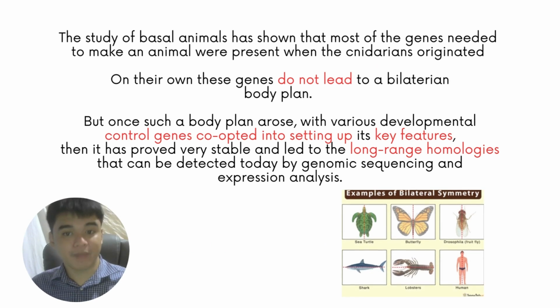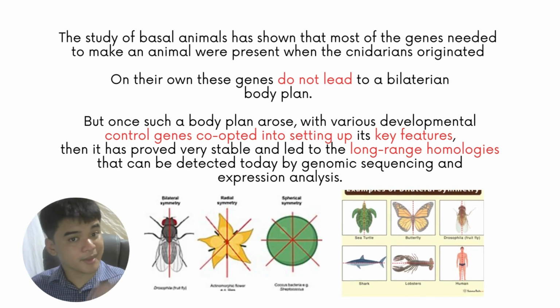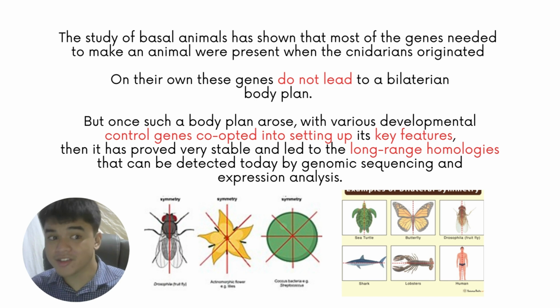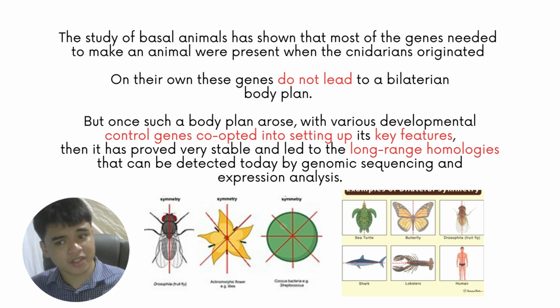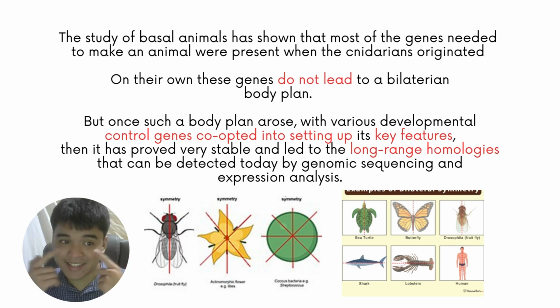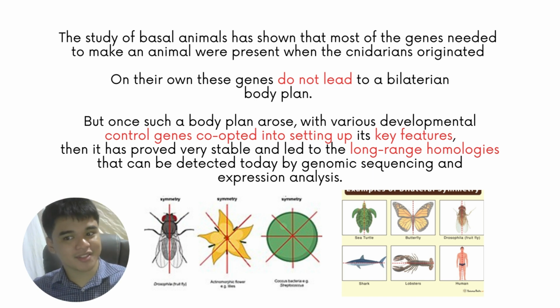And so the study of basal animals has shown that most of the genes needed to make an animal were present when the cnidarians originated. On their own, these genes do not lead to a bilateral body plan, but once such a body plan arose, various developmental control genes were co-opted into setting up its key features, such as the head. They were like, this thing works, let's continue doing that. And then it led to long-range homologies, the multi-tool, which can be detected today by genomic sequencing and expression analysis. And now that ends my part, let's go to Mr. Valmores.